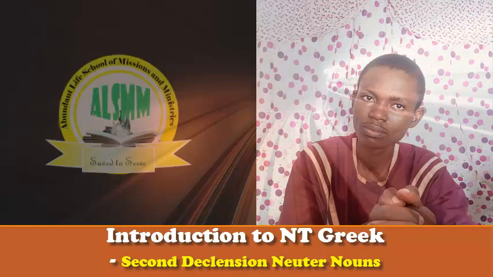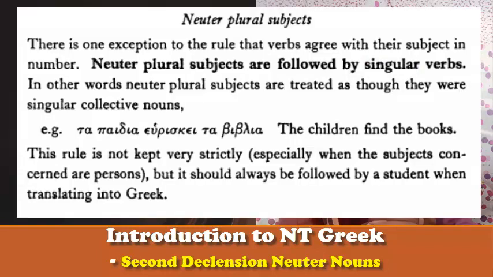Now, let's consider neuter plural subjects. If you could remember, just as we have in Concord as a rule of grammar, you have to note that verbs agree with their subjects. But in the case of neuter plural in Greek, the neuter plural subjects are followed by singular verbs.